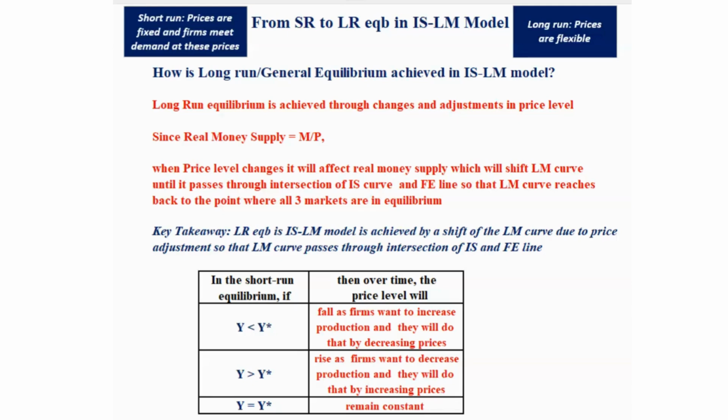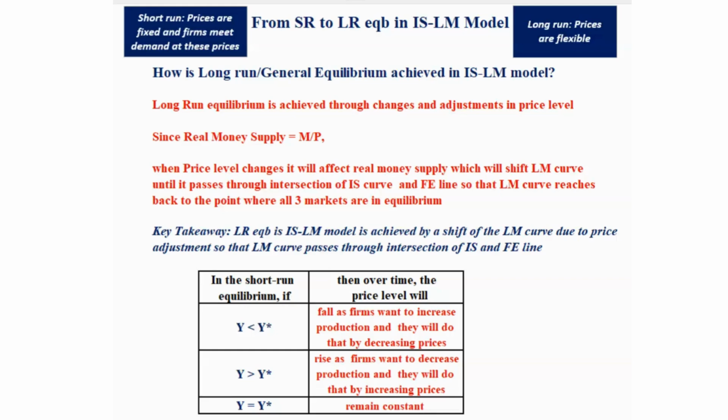Now, in the short run equilibrium, if Y is less than Y star, like we said, in the short run you could have three possible situations. So analyzing the first one, where output is less than the potential output: in this case, the price level will fall as firms want to increase production to reach Y star, and they'll do that by decreasing prices.